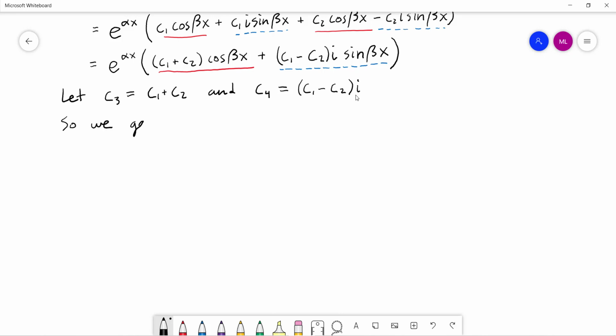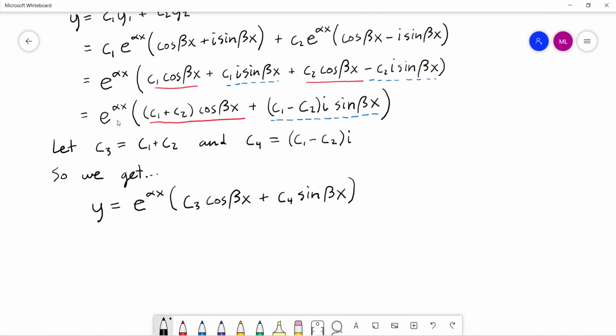So we get, after this is all said and done, that our general solution is going to be y equals e to the alpha x times C3 cosine of beta x plus C4 sine of beta x. And this is our general solution. This is exactly what I've got written right here. I've just simplified these coefficients down and called this C3, called this C4. So here is our general solution.